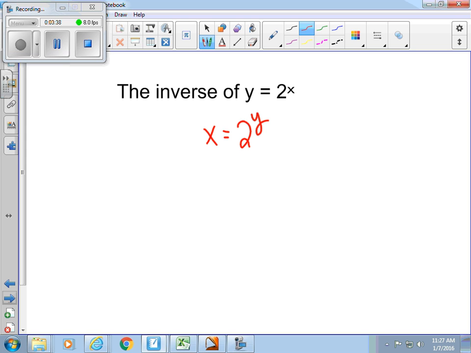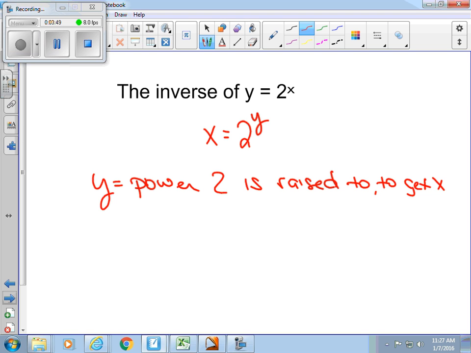So they said that y is the power 2 is raised to get x. How many times do you think they wanted to write that down? 0 times. Right? So they needed a name for that. That's what they did. They said y is the power that 2 is raised to get x. And they gave that a name, and they called it a logarithm. Why they called it a logarithm, I don't know. I don't speak Latin. But somewhere back then, they called that a logarithm.